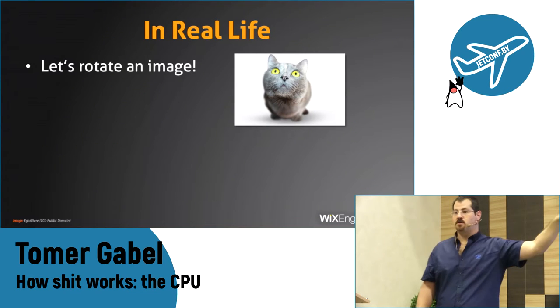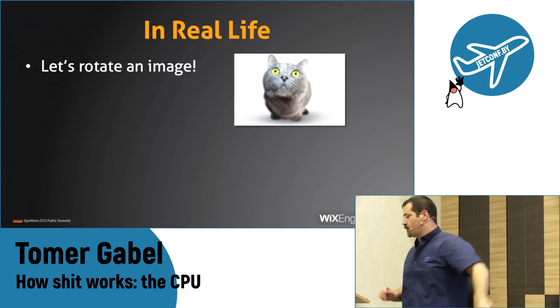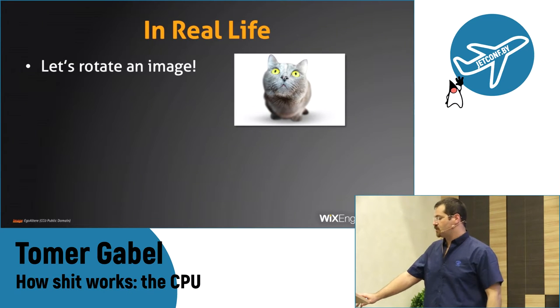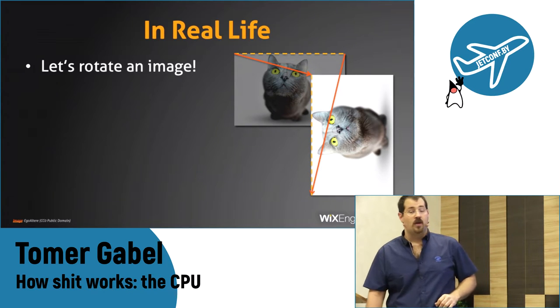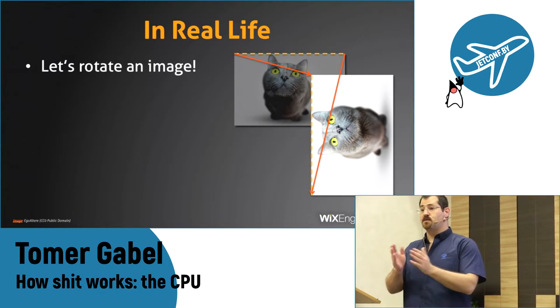Let's take this image of a weird cat and rotate it by 90 degrees. This is not actually a rotation. This is a transposition, but let's leave that aside for now. Okay, this is the same principle as transposing a matrix.